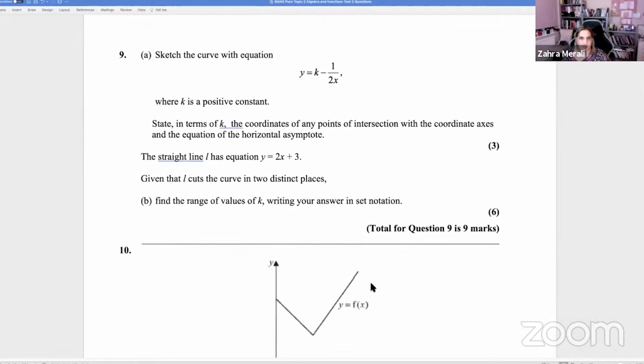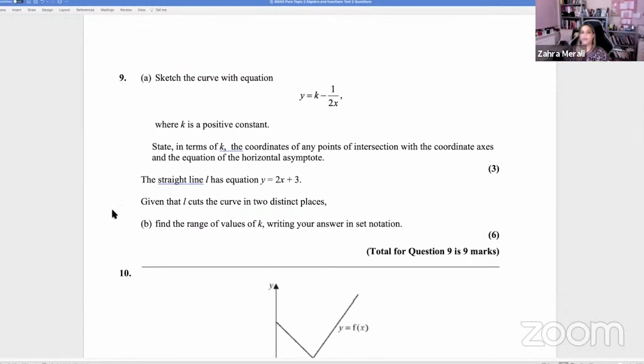Okay, sketch the curve. Right, I know everyone hates sketching curves, but don't think about that. Let's take it step by step. Think, what does 1 over x look like? Because that's a curve you should know. So we've got 1 over x, which looks like that.